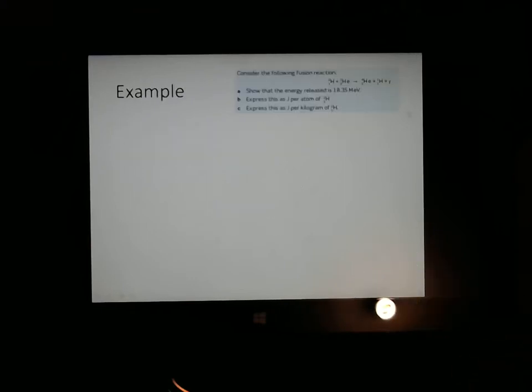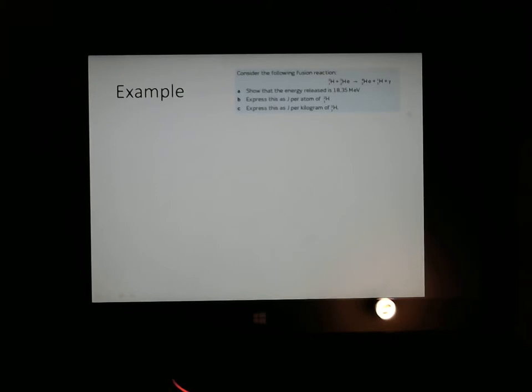So let's have a look at this example here. This one is from page 197 of your text. Consider the following fusion reaction. It's a little bit fuzzy, so I'll just read off the text. We have H-2 plus He-3 becoming He-4 plus one hydrogen plus some gamma ray. The first type of question is a little bit different from ones that we've really seen before, and it asks, show that the energy released is 18.35 mega electron volts.